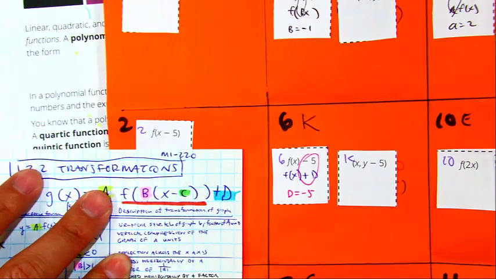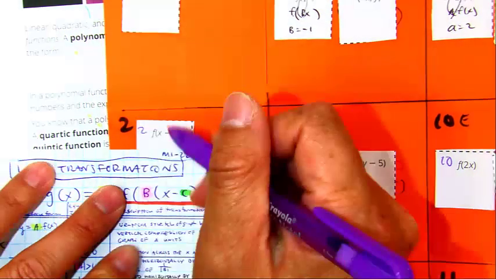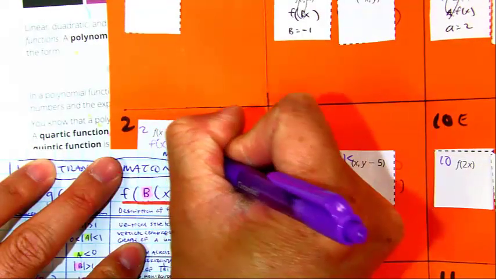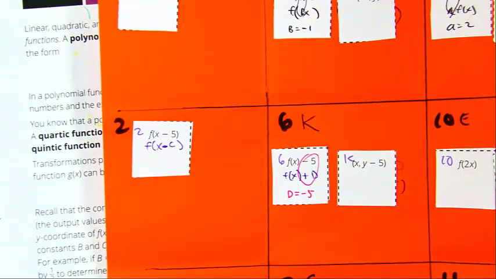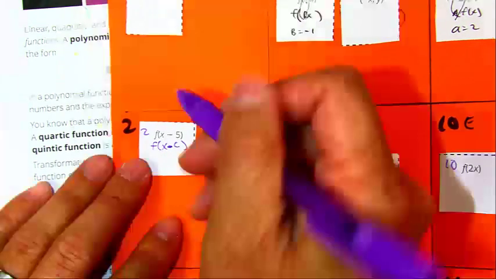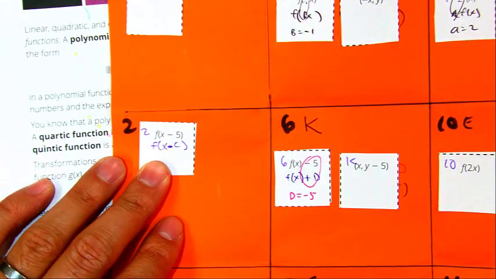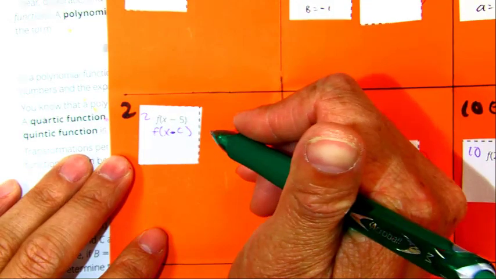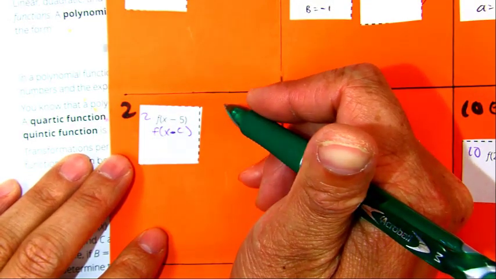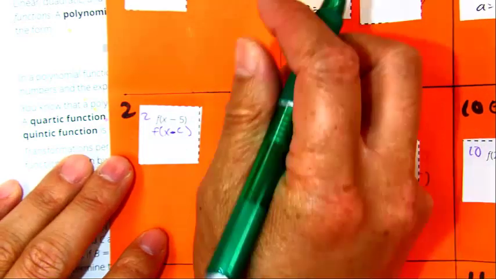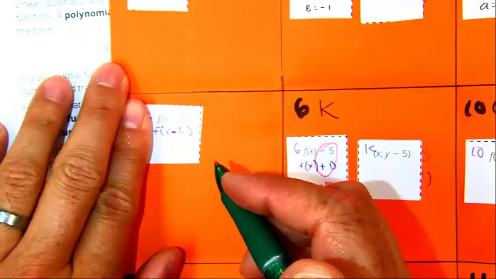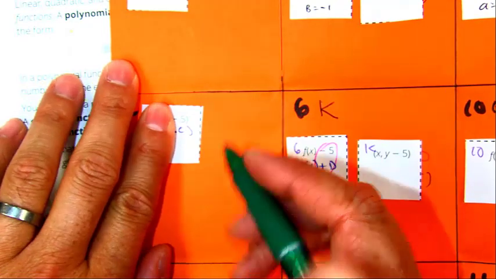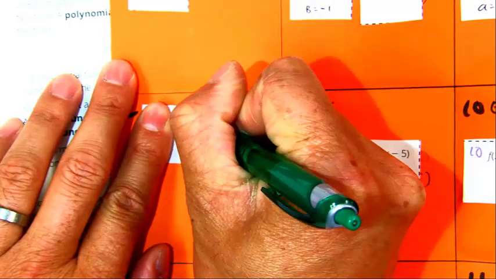Okay. This one's a little bit tricky, Juan. I'm going to write the formula right below it. F of X minus C. Juan, what's your C value? Positive 5 or negative 5? You still think negative? Okay, watch. F, X, minus, so your C value is what? 5.